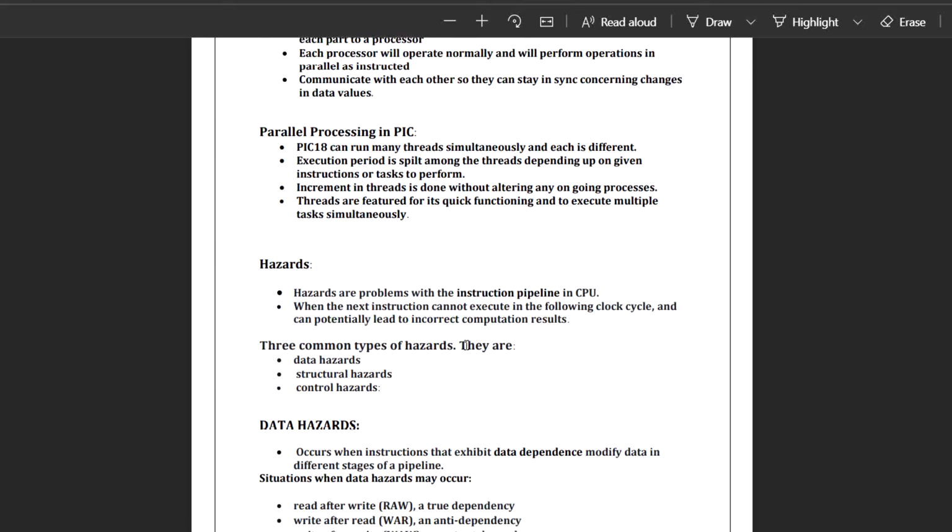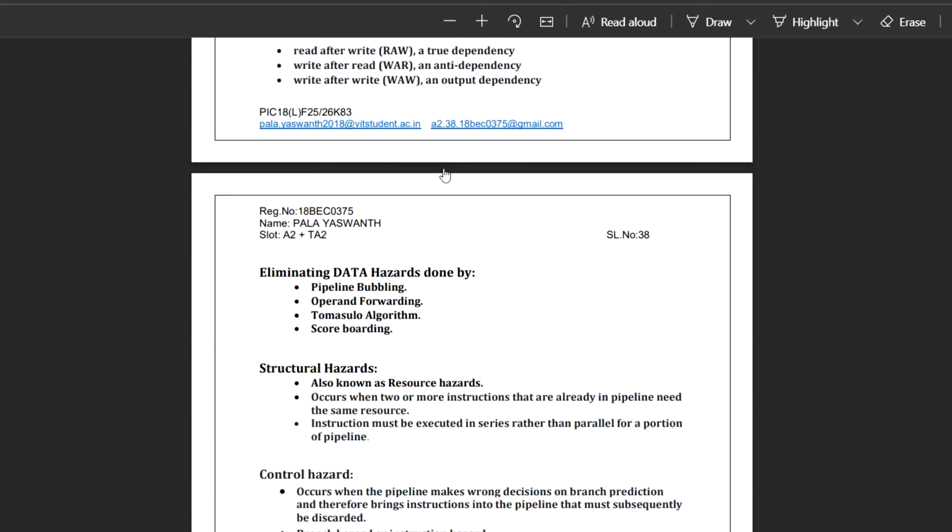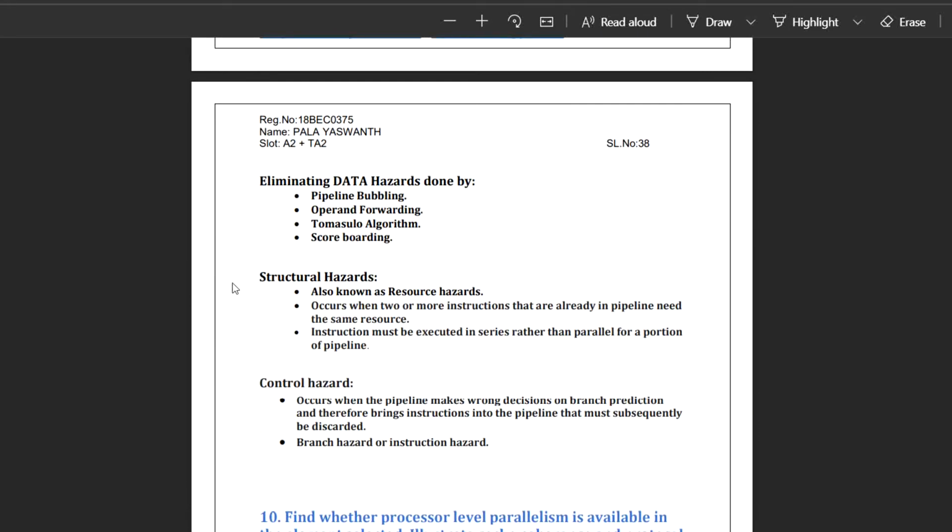And the hazards were discussed here. My microprocessor has data hazards, structural hazards, and control hazards. They were clearly discussed over here. This is up to the 9th one.